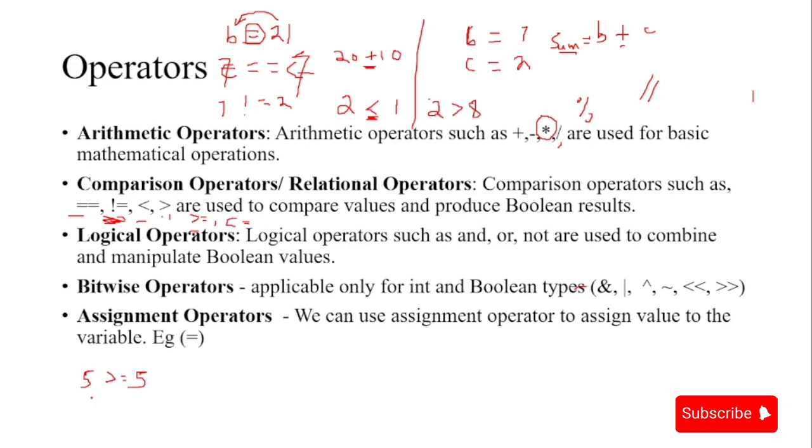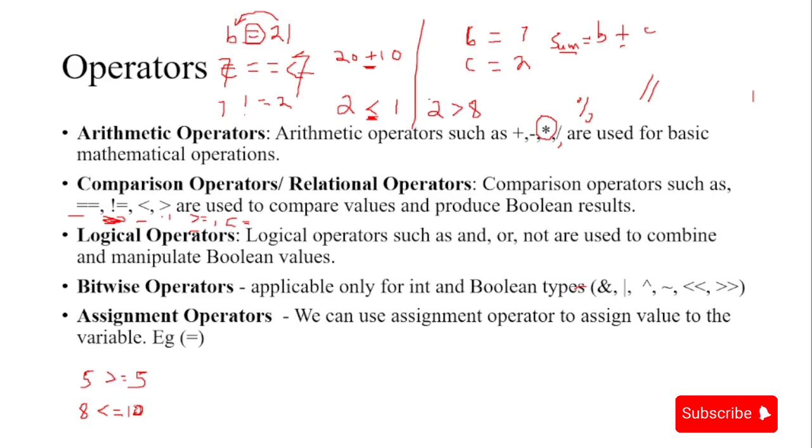And then we have less than or equal to. We can say we have 8 can be less than or equal to, let's say 2, or let's say 10. So it can either be less than or equal to the value on the right. So that is the comparison operators. Then we have logical operators, whereby we have and, or, and then the not operator, which are used to combine and manipulate the Boolean values. So that is what I already discussed.